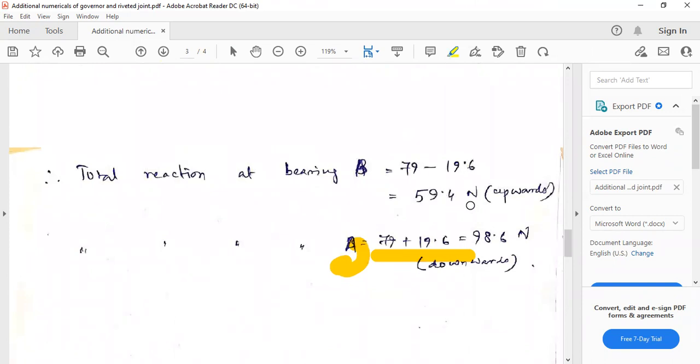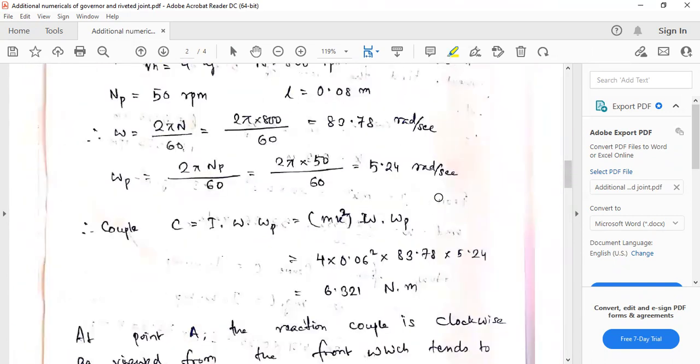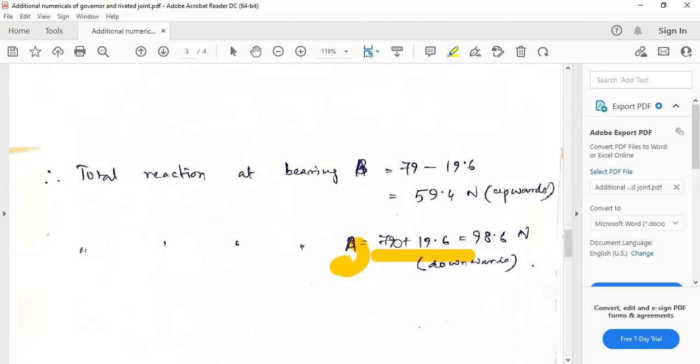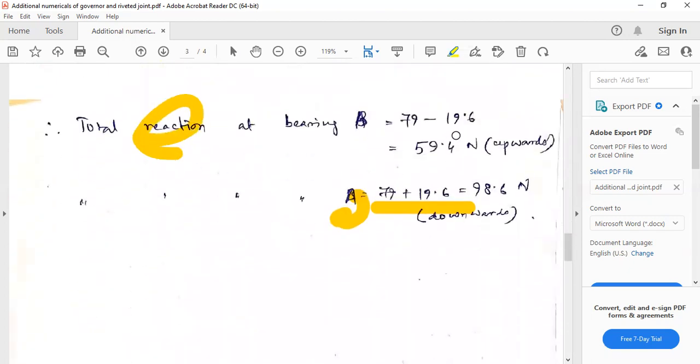The 59.4 is the total resultant force which is downward. So to resist that, we have to give it an upward equal force. That's why the total reaction at B, the reaction we are finding out, is upwards. Similarly, reaction at A is downwards. Okay. Here we finish the problems of gyroscope.